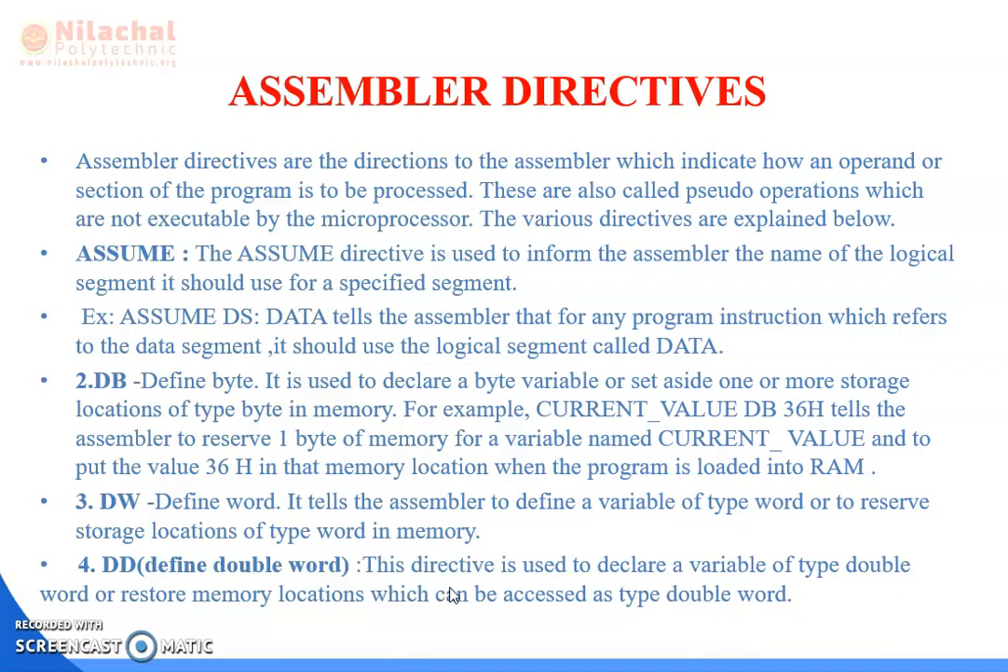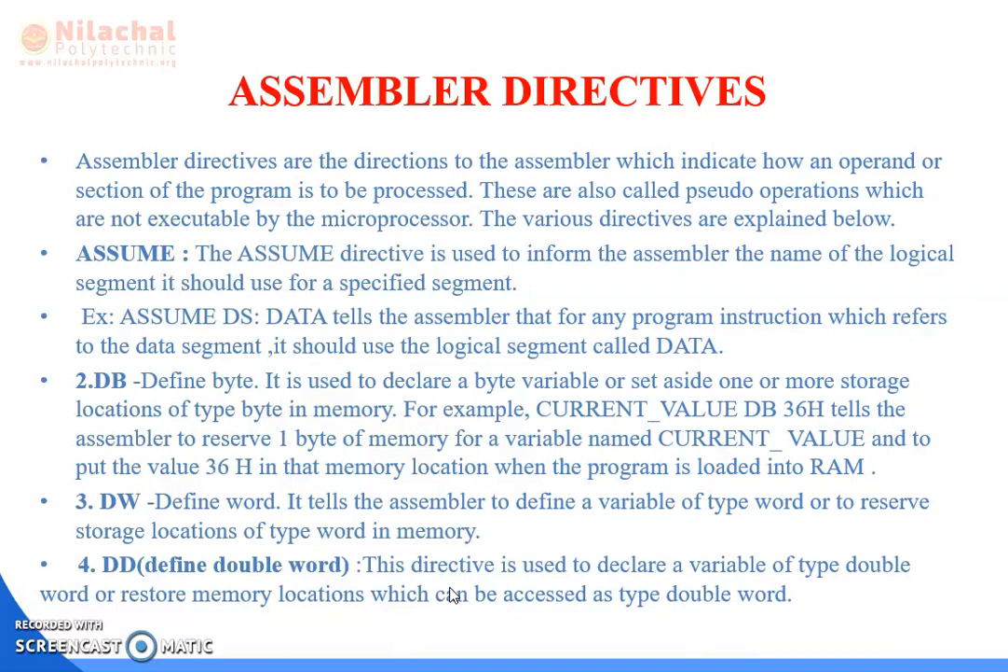First one is ASSUME. The ASSUME directive is used to inform the assembler the name of the logical segment it should use for a specified segment. For example, ASSUME DS:DATA means that for any program instruction which refers to the data segment, the assembler should use the logical segment called DATA.